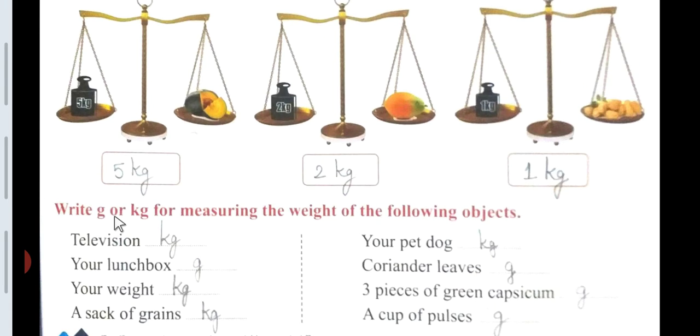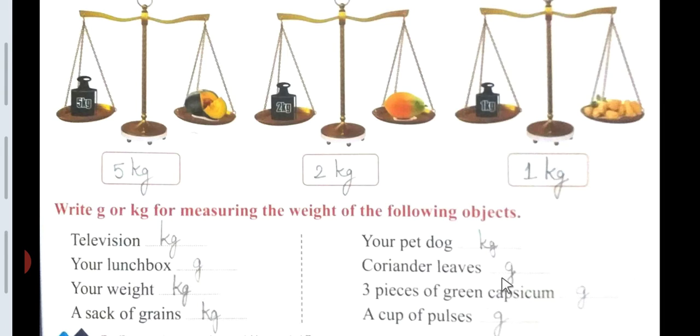Let's move on. Write grams or kilograms for measuring the weight of the following objects. Television, you can weigh in kilograms because it is not a light object, it's a very heavy object. Your lunchbox you can measure in grams. Your weight you can measure in kilograms. A sack of grains is measured in kilograms. Your pet dog is measured in kilograms.